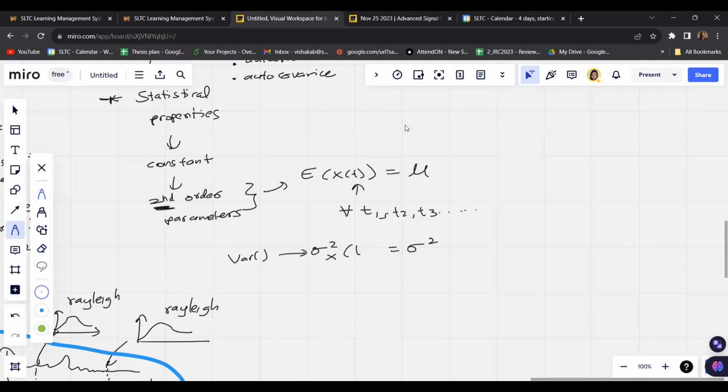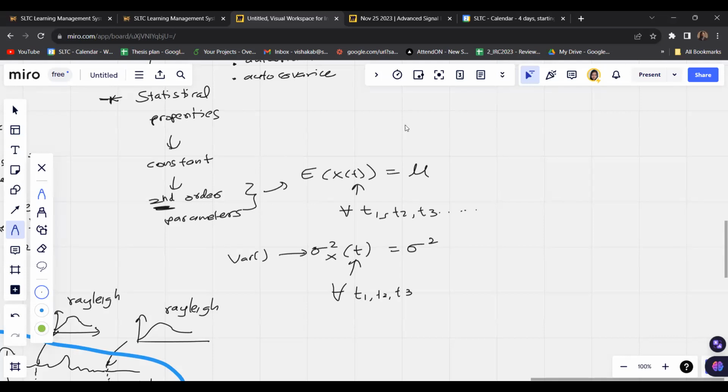So when we take any time instance, it will be satisfied, right? T1, T2, T3, any time instance, this expression will be satisfied, which means that the sigma squared value for any time instance T1, T2, T3 will be equal to sigma squared.